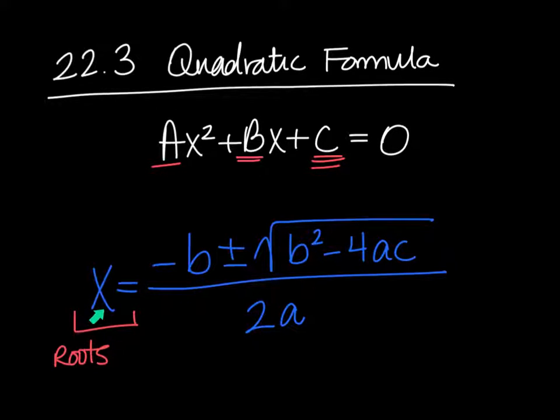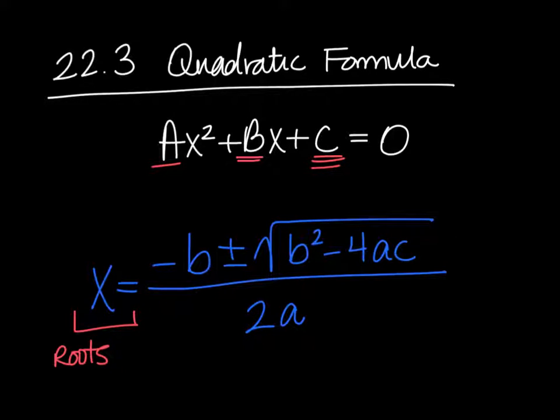Our song is x equals negative b plus or minus square root b squared minus 4ac all over 2a.